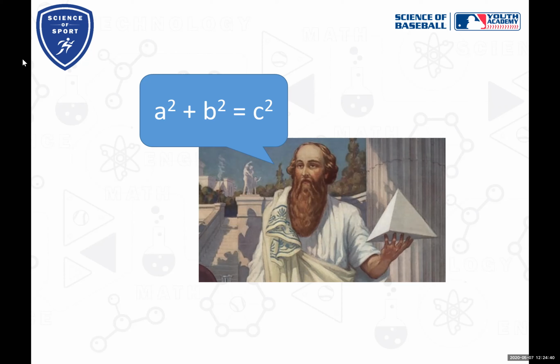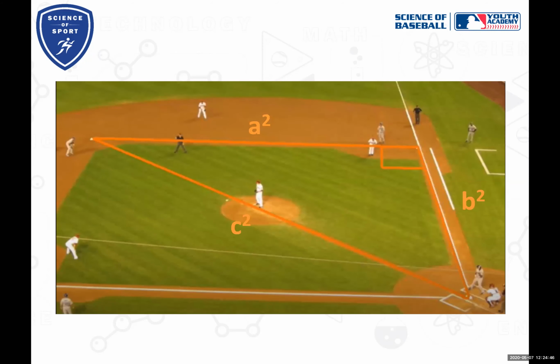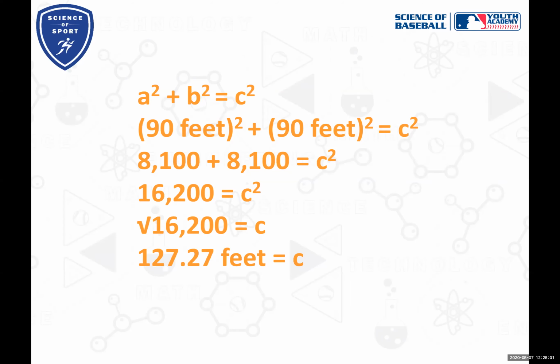So if you treat each of the sides, we know are 90 feet, that is the two legs of the triangle. And c squared, the hypotenuse, is what we're trying to solve for. So let's plug in some numbers. If we know the value for a is 90 feet, and the value for b is 90 feet, and square that, we know that equals c squared. So 8,100 plus 8,100 added together is 16,200, and then you take the square root of that, and you get 127 feet.